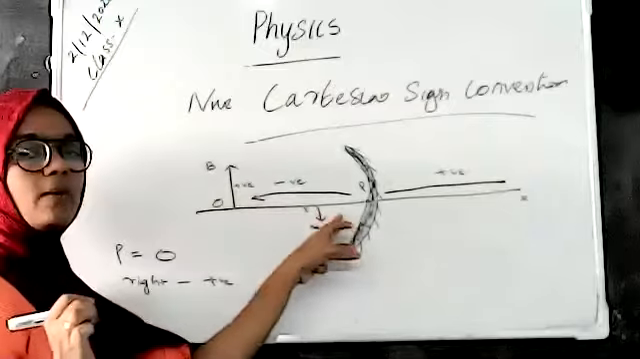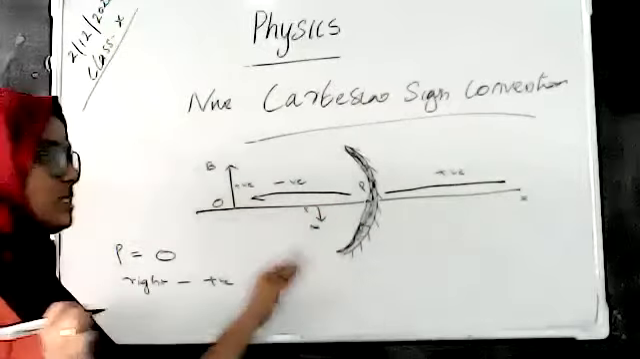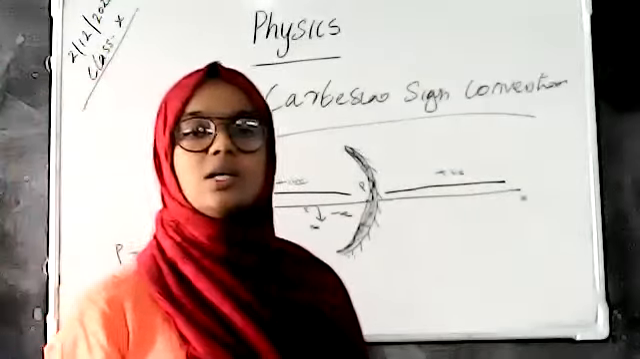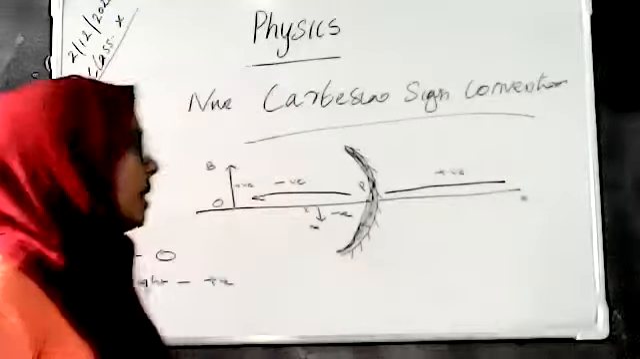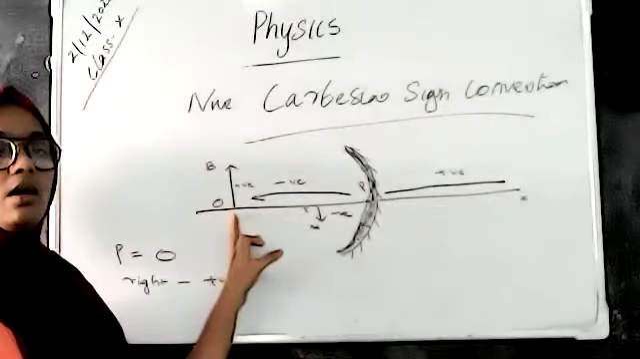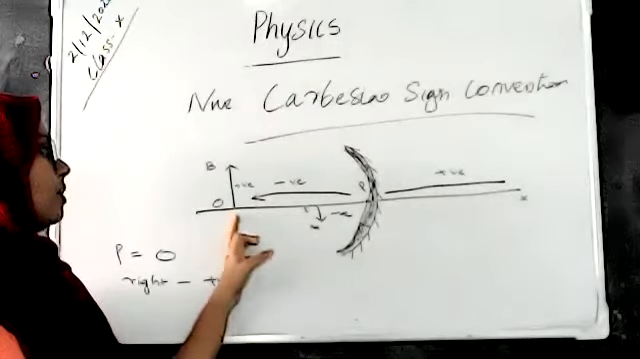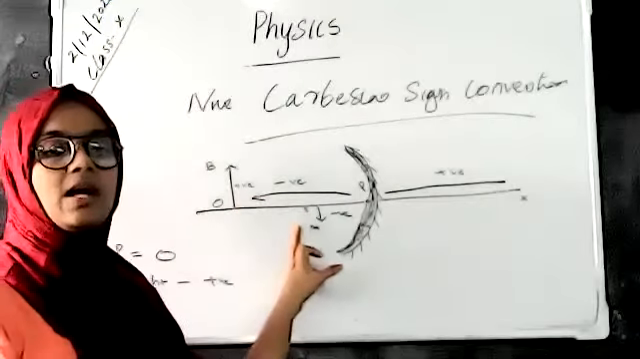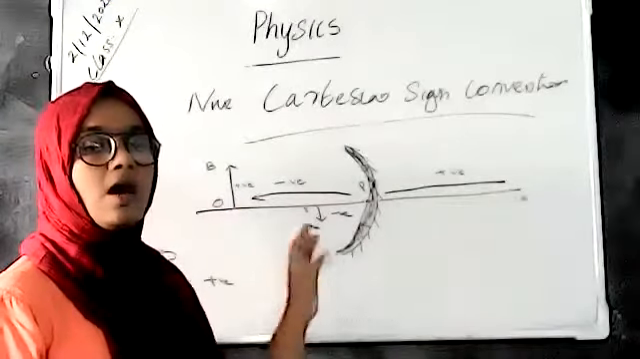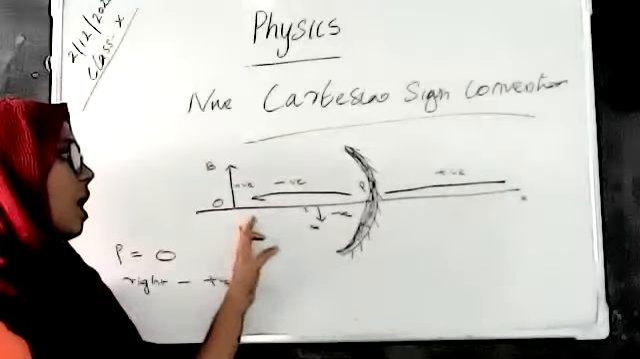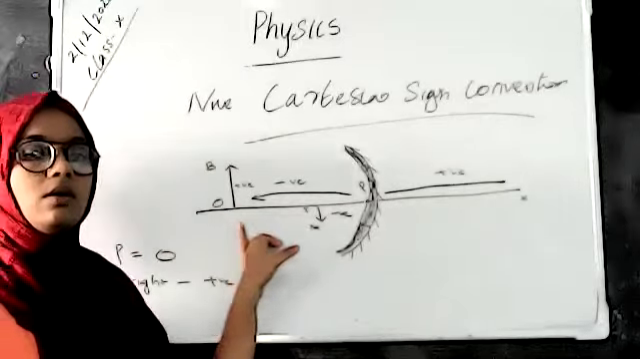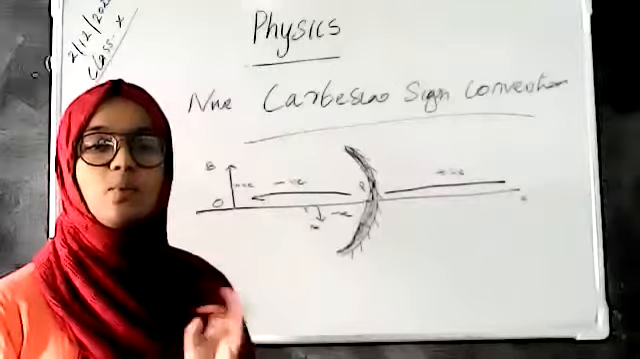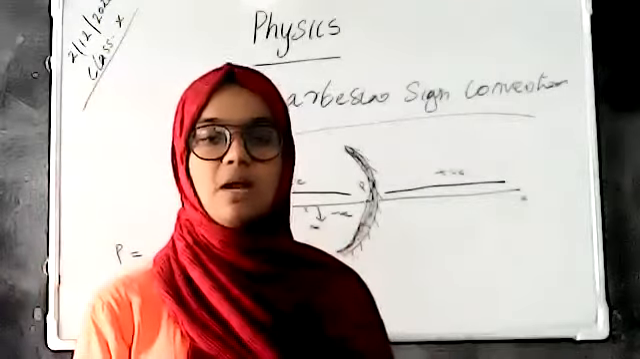But the image formed is downward of the x-axis, and this is taken as the negative value using the New Cartesian sign convention. So in the New Cartesian sign convention, in concave mirrors, the height of the object is taken as positive and the height of the image is taken as negative. So, I think you can understand how we can find out the signs of the height of the object and the distance between the mirror and the object and the image.